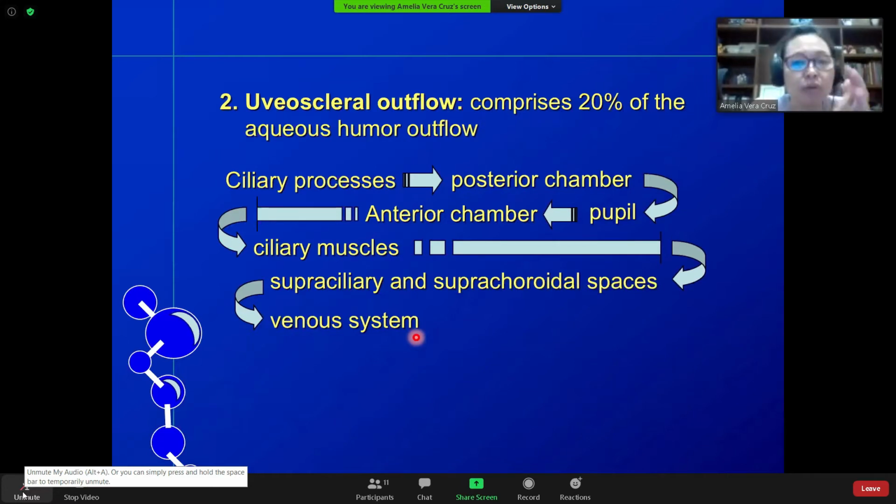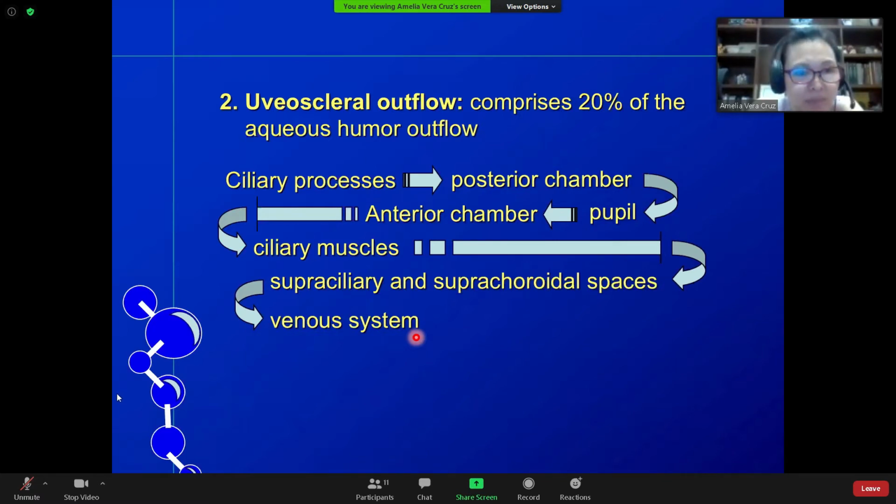Now, mostly of your anti-glaucoma drugs will affect the classic outflow system. It is only your prostaglandin F2 alpha analogs that will act through your uveoscleral outflow. Okay? Baka wala na naalala sa pharmacology. I told you to read on it. Okay. Next.